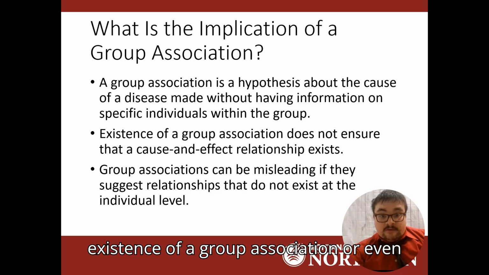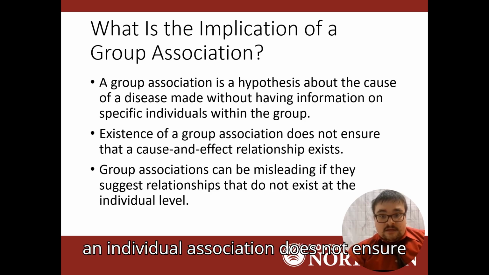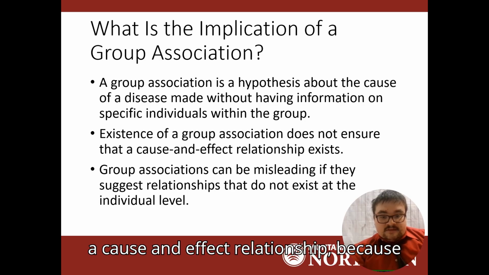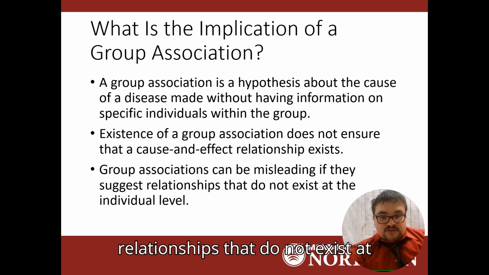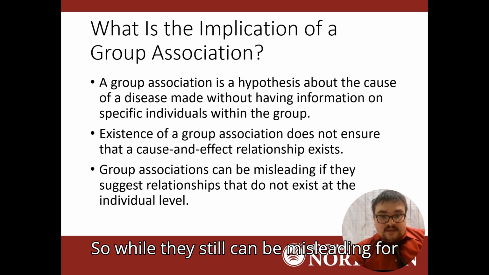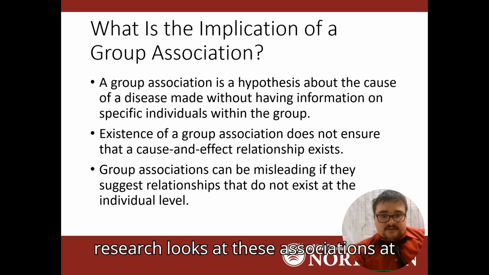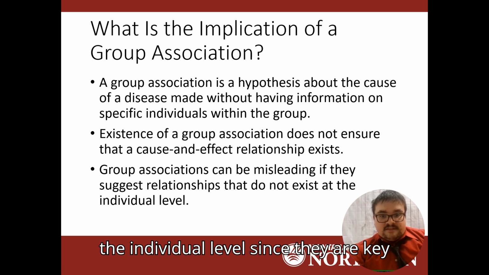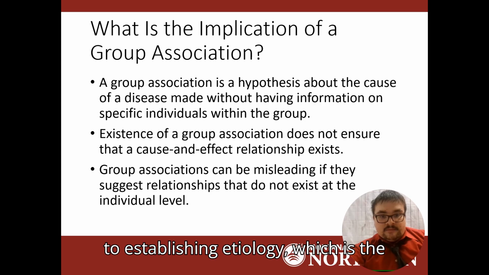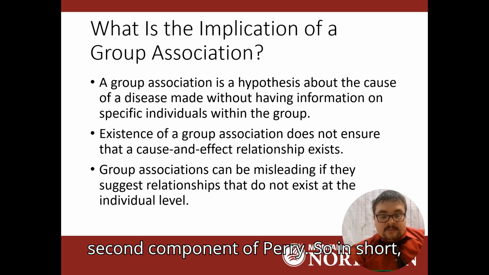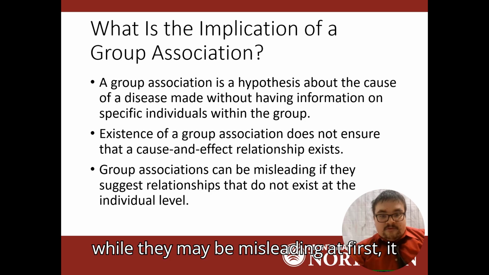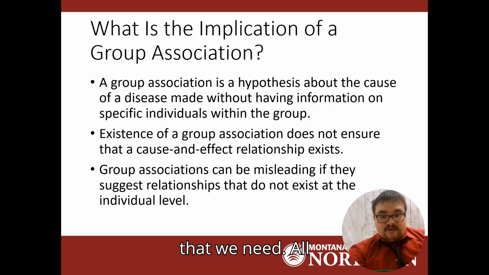Now note the existence of a group association or even an individual association does not ensure a cause and effect relationship, because they can be misleading if they suggest relationships that do not exist at the individual level. So while they still can be misleading for group associations, epidemiological research looks at these associations at the individual level since they are key to establishing etiology, which is the second component of Perry. So in short, while they may be misleading at first, it still is a way to find the information that we need.